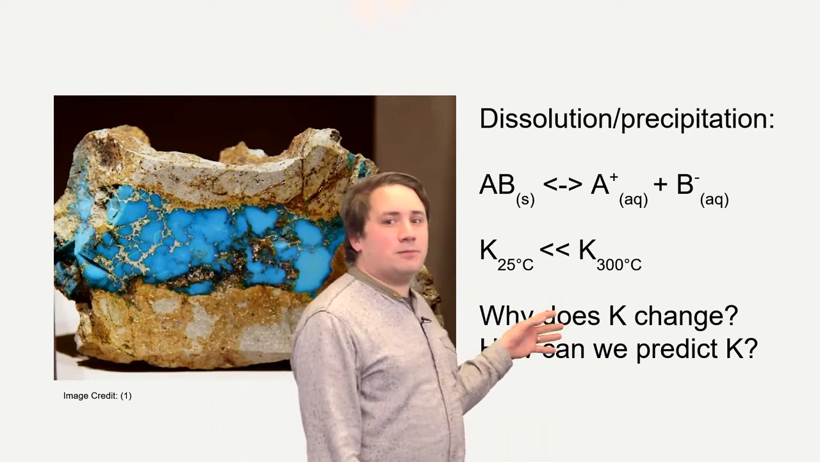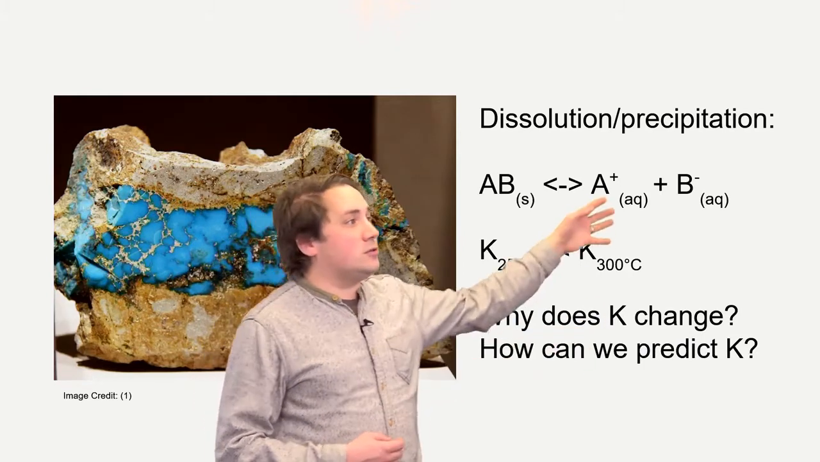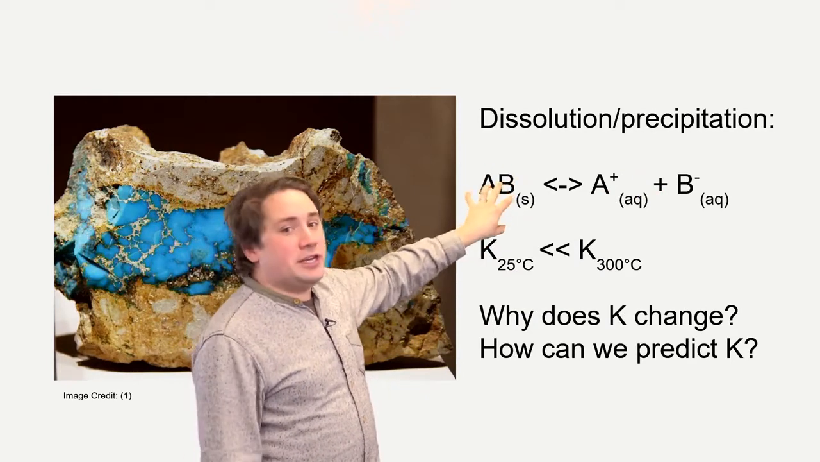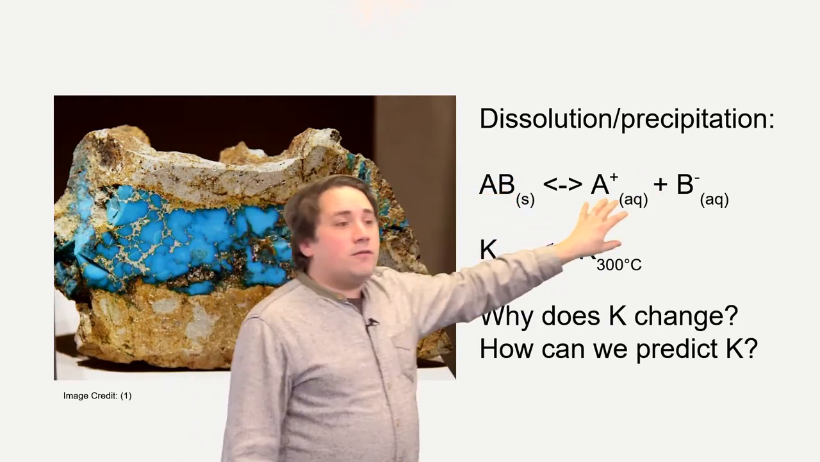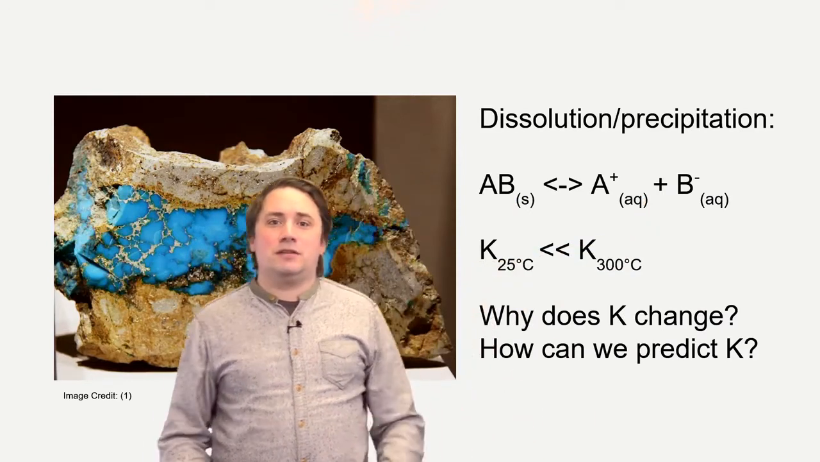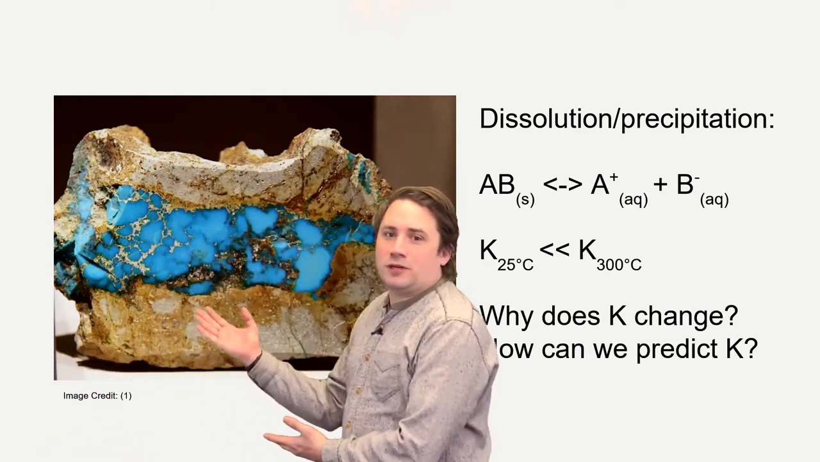But if you decrease the temperature, the water can hold much less of A and B in solution, and so the reverse reaction then becomes favored. You have formation of the solid from dissolved minerals. And this is what happens a lot in hydrothermally formed minerals, such as this beautiful turquoise right here.